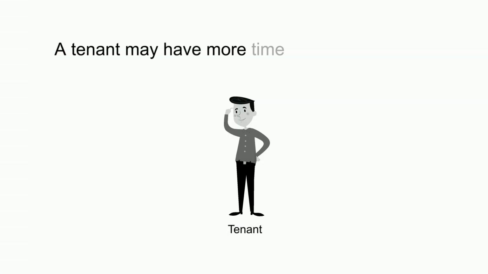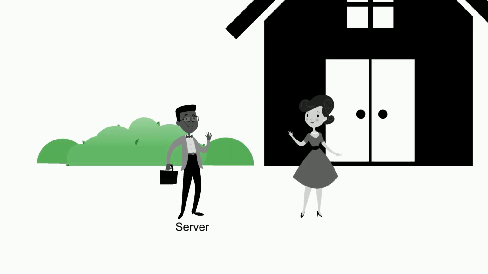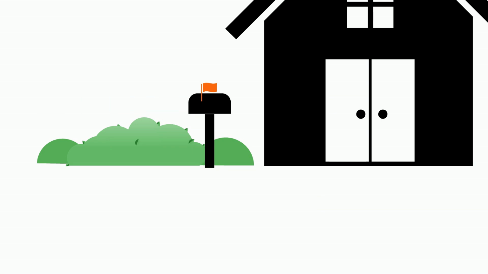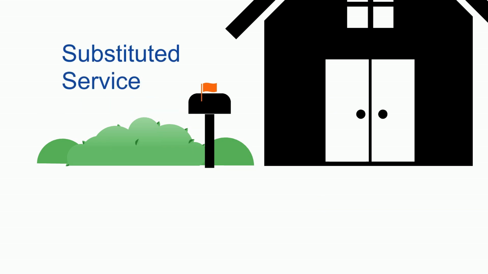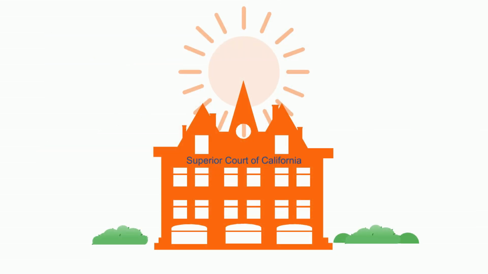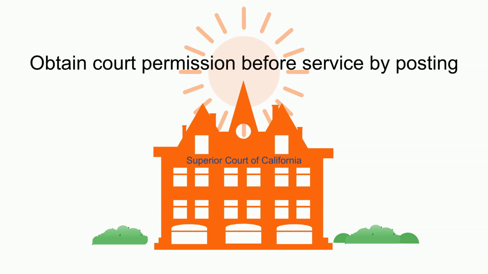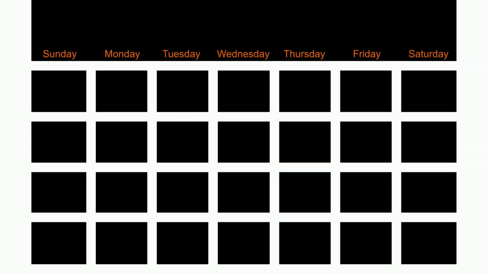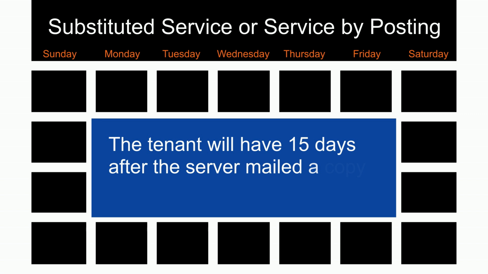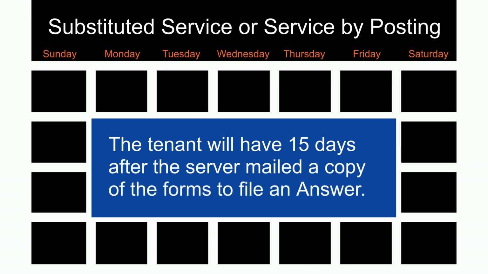A tenant may have more time to file an answer if the summons and complaint were not given to the tenant, but to someone else at the tenant's home or workplace, and a copy was also mailed to the tenant. This process is known as substituted service. Or, if a copy was posted on the tenant's door and a copy was also mailed to the tenant. This is called service by posting. However, the landlord must first obtain court permission before they can serve by posting. If the tenant was served by substituted service or service by posting, the tenant will have 15 days after the server mailed a copy of the forms to file an answer.